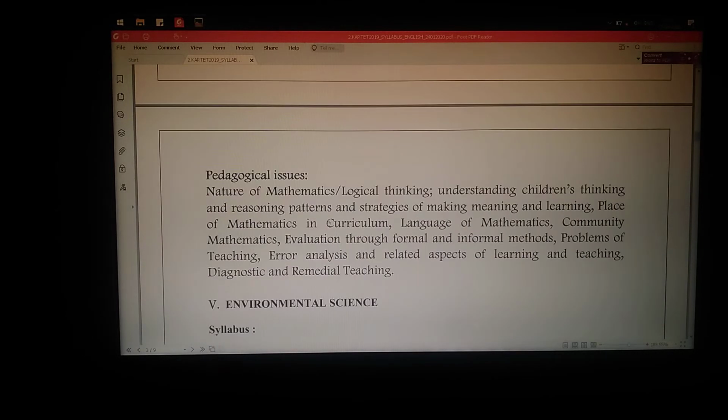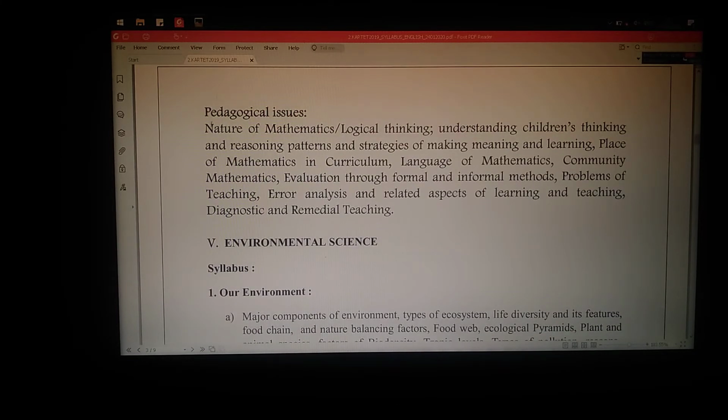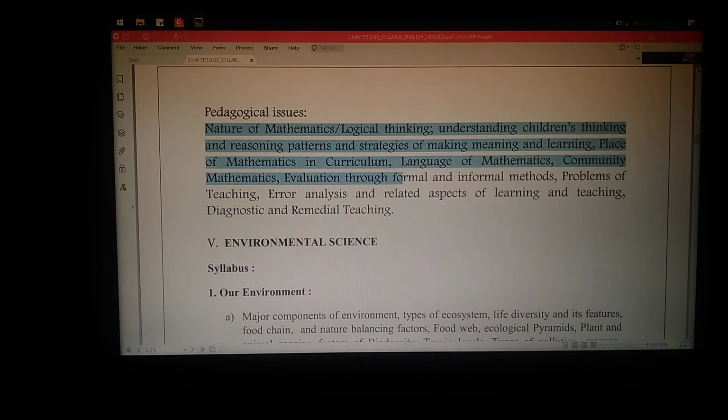pedagogical issues of learning mathematics. This is about the pedagogical issues, understanding children's thinking and reasoning patterns, meaning and place in the curriculum, communication, evaluation, formulation of problems, problems of teaching, error analysis, related aspects of learning and teaching, and diagnostic and remedial teaching are given.